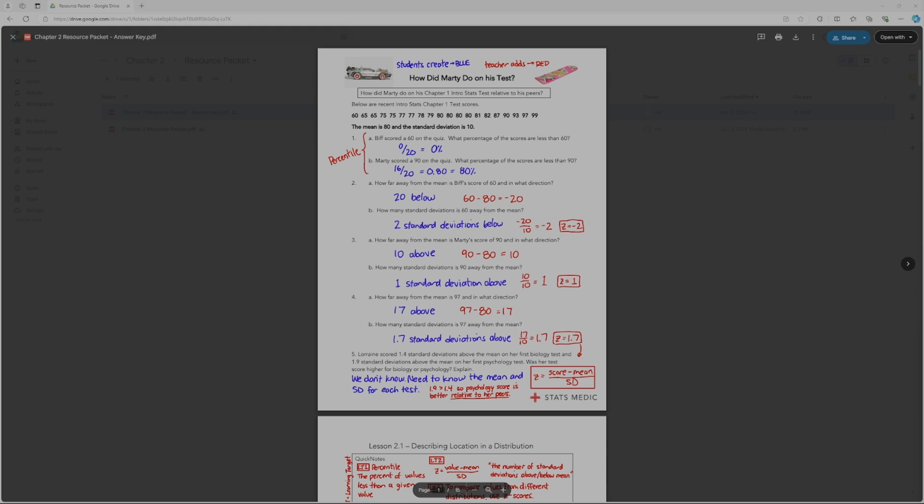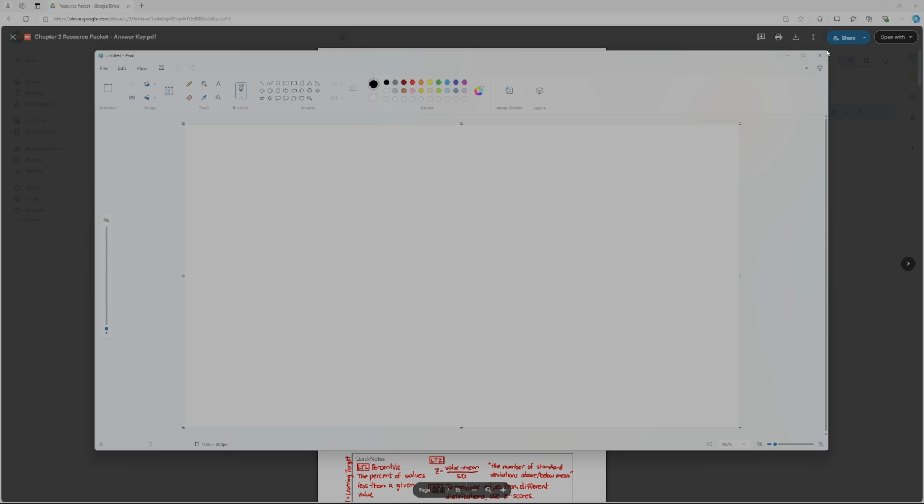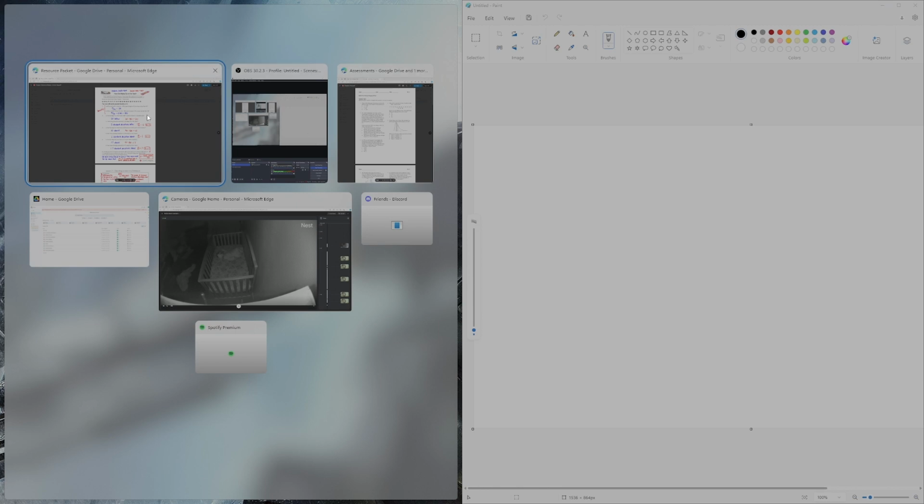Okay, so to find the 20th percentile, right? In this exact problem, we have 1, 2, 3, 4, 5, 6, 7, 8, 9, 10, 11, 12, 13, 14, 15, 16, 17, 18, 19, 20. So there are 20 complete numbers of data. I'll use this resource packet as a little whiteboard.